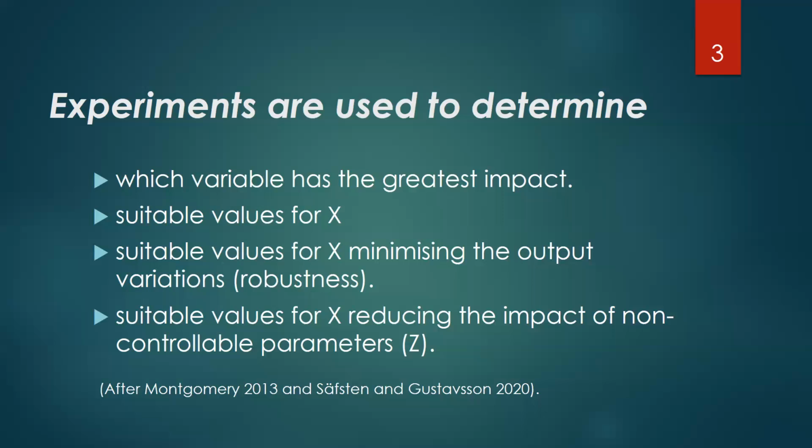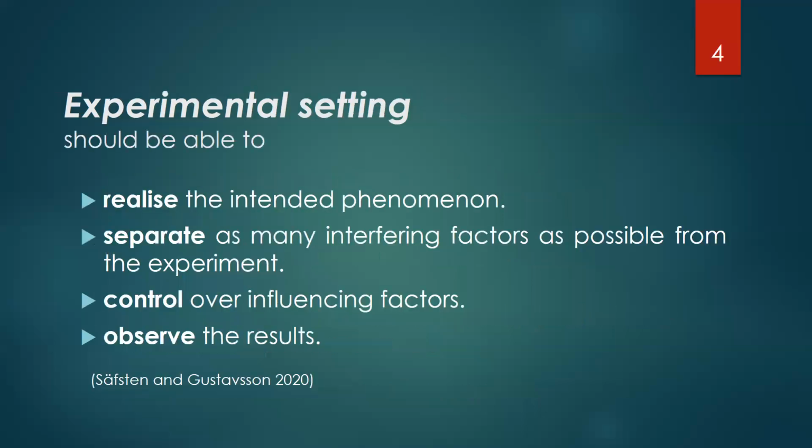If you have some parameters that you cannot control, and they are influencing the output, you will choose X in such a way that their effects are minimized. Experimental settings should be able to realize the intended phenomena. You should do this experiment in such a way that the phenomenon that you want to investigate, you can realize it.